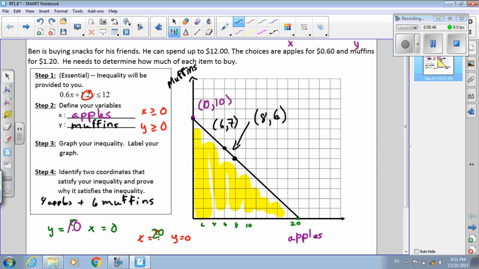So are these the only two answers? No. How many answers are there? Well, there are 1, 2, 3, 4, 5, 6, 7, 8, 9, 10, and then all the other points that are found here. You would have all these points here. You can't have half a muffin or half an apple. So any points that are found here, you can count them all. And that's how you graph using inequalities to solve a real world problem.